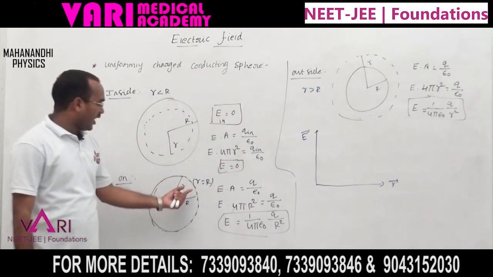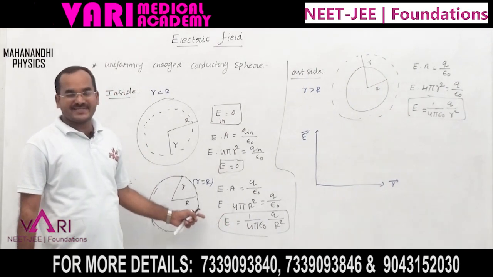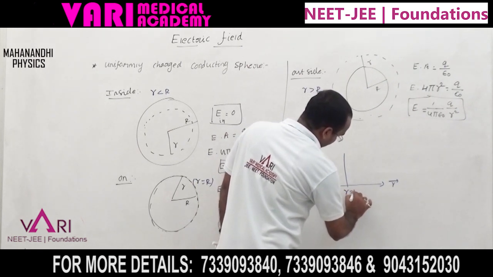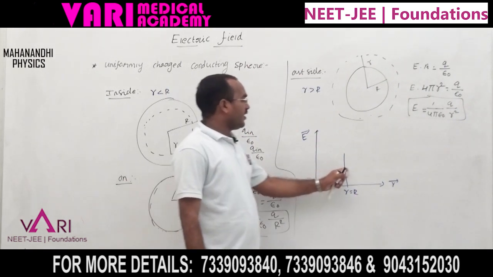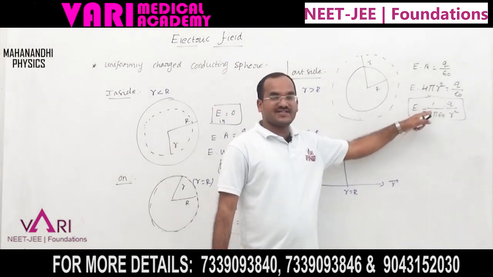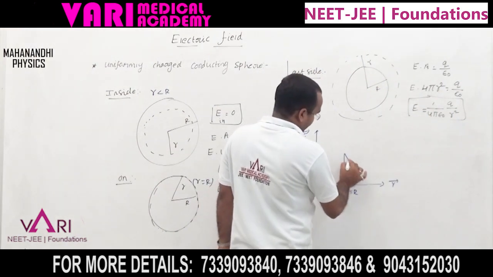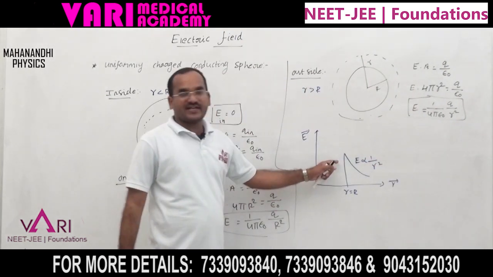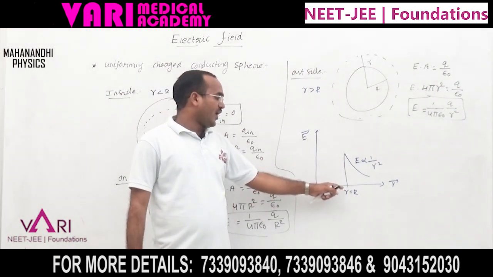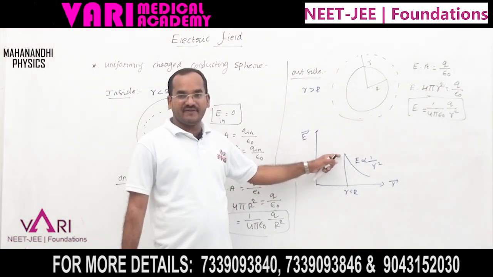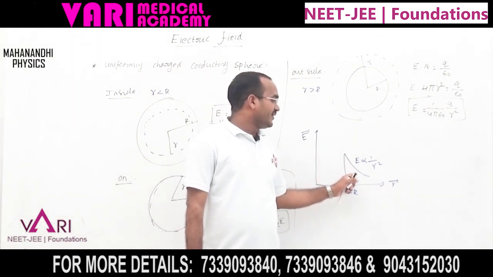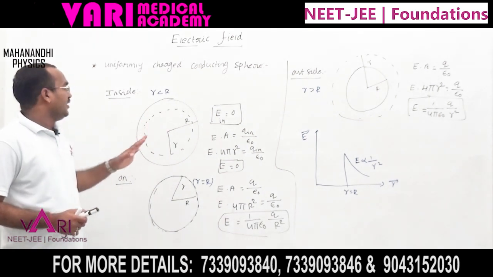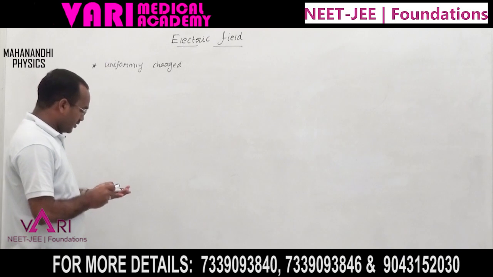At r equal to R, the electric field is the same on the surface, and it is maximum there. Outside, E is inversely proportional to r square, so the field continuously decreases. Inside, the electric field is 0. This is the explanation of the electric field of a uniformly charged conducting sphere. Next: uniformly charged non-conducting sphere.